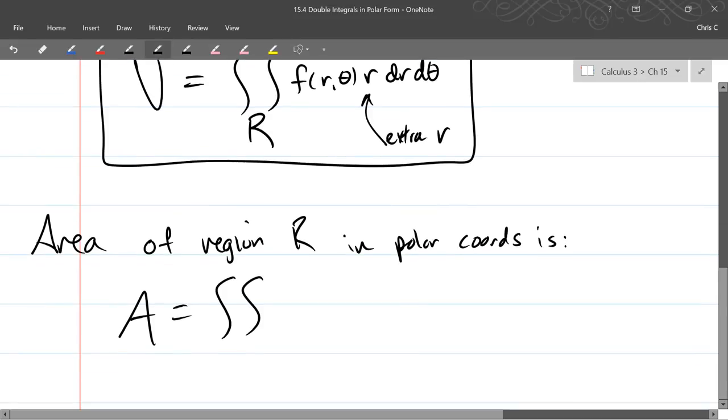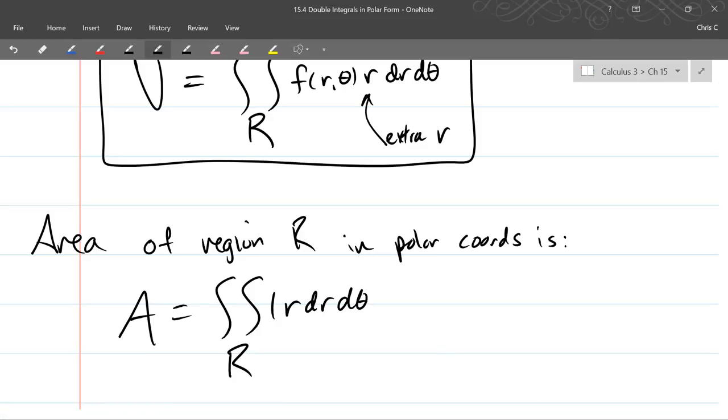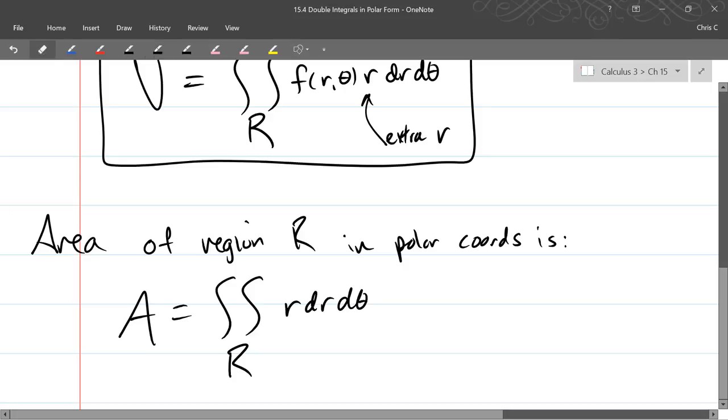So it's a double integral over R, 1 r dr d theta. So don't forget about the extra r that sneaks in. Very important. You don't need to write the 1 if you don't want to. You can just leave it as r dr d theta.